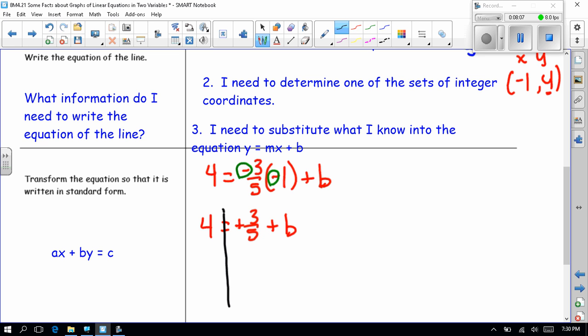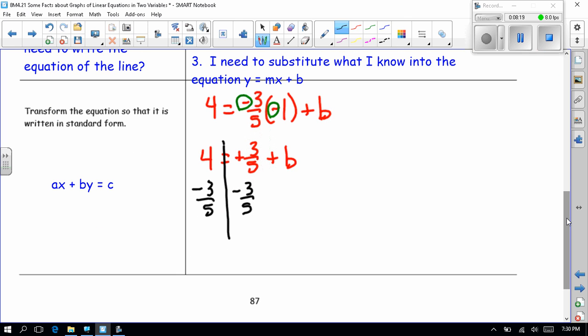Whatever I do to one side of the equation, I have to do to the other. So I'm going to subtract 3/5 from the right side. I've got to subtract 3/5 from the left side. Again, grab your calculator here because this even messes with my head. 4 minus 3/5. I could at this point change the 4 into a fraction where it would have 5 as my denominator. But if you're using your calculator, it should come out to 3 2/5.